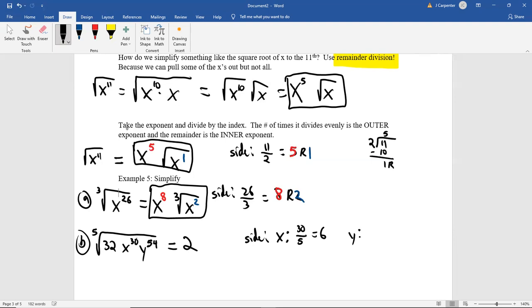and you might forget to simplify that. For the y's, we're doing 54 divided by 5. 5 will go into 54 10 times. 10 times 5 is 50. 54 minus 50 is 4, so 10 remainder 4. Again, feel free to show that actual division work if you have to.